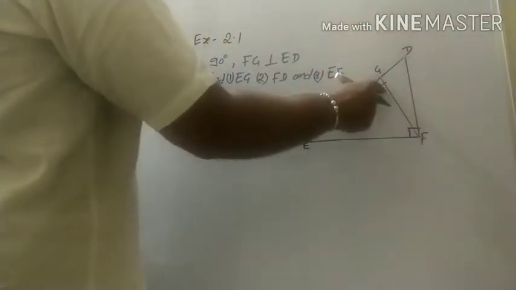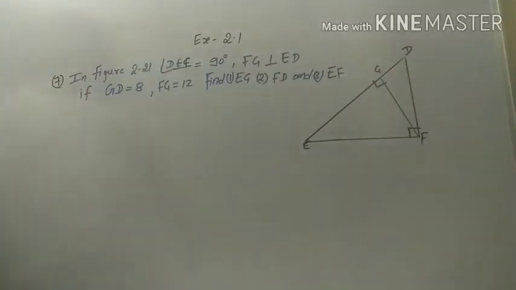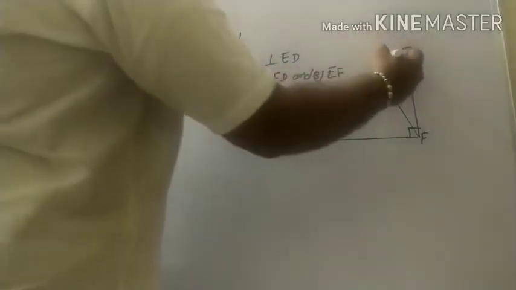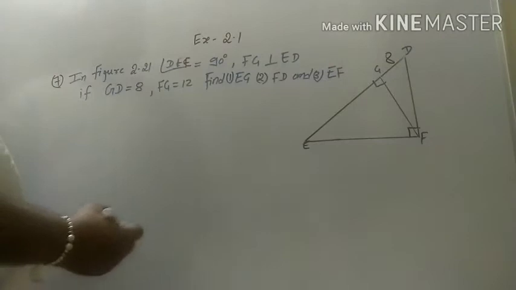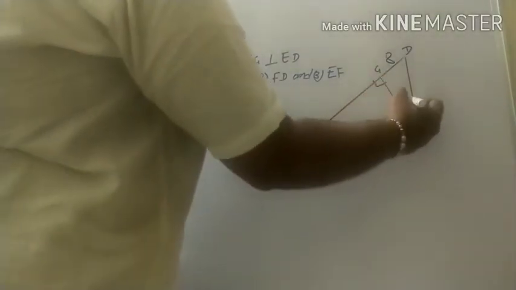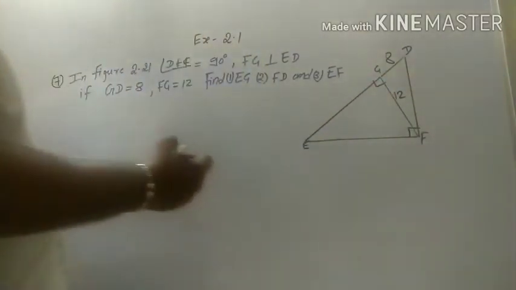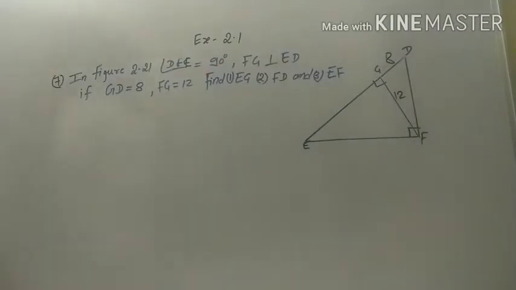FG perpendicular on ED. That means this also is 90 degree. If GD is equal to 8, and FG is equal to 12, find EG, find FD, and find EF.